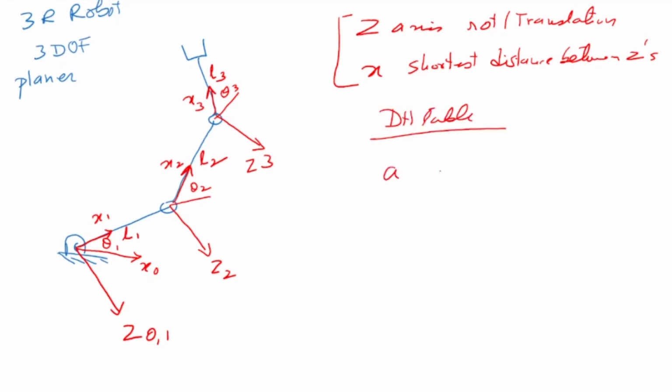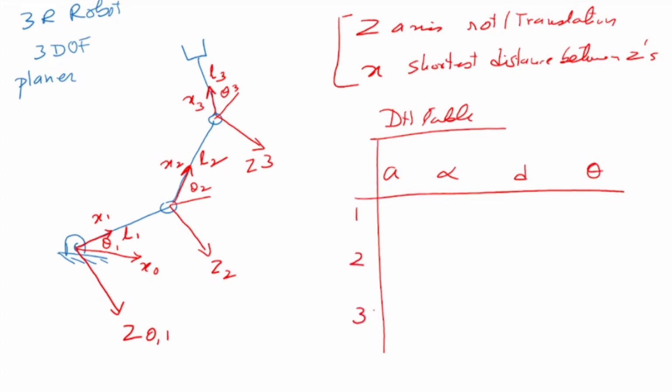There are 4 parameters: a, alpha, d, and theta. Okay, these are my 4 parameters. Now this is 1, 2, and 3. There are 3 axes here. To understand, this is the relation between 1 and 0, 2 and 1, and 3 and 2, in terms of frames. So the first row relates frame 1 to frame 0, the second row relates frame 2 to frame 1, and the third one relates frame 3 to frame 2. That's the meaning of this row.